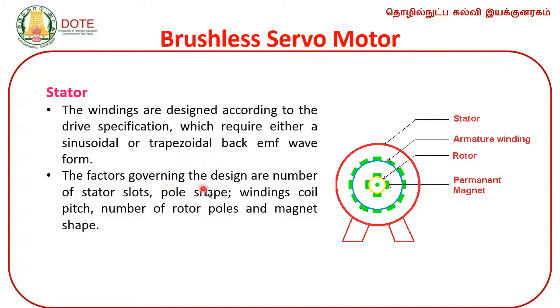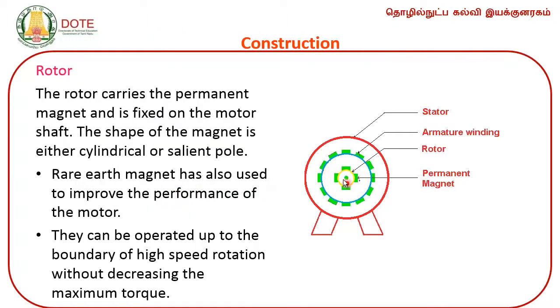The factors governing the design are the number of stator slots, pole shape, winding coil pitch, and then the number of rotor poles and magnetic shape. This is the rotor. The rotor carries the permanent magnet and is fixed on the motor shaft. The shape of the magnet is either cylindrical or salient pole. Cylindrical is one which does not have any projection. Salient pole is one which has a projection.